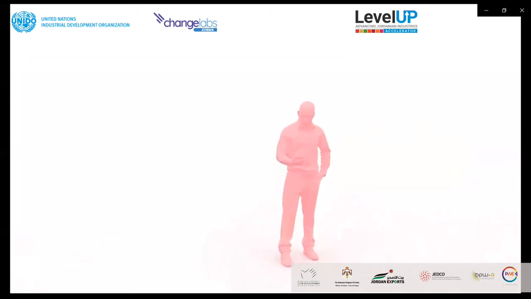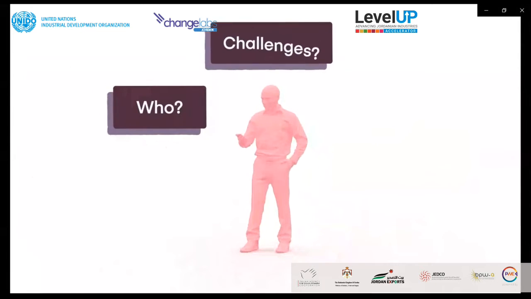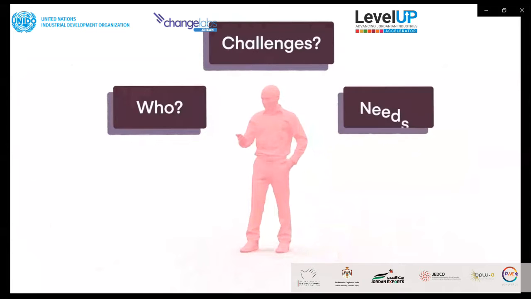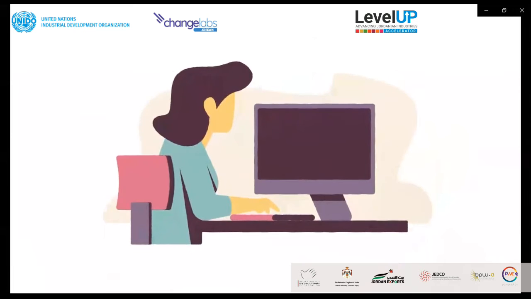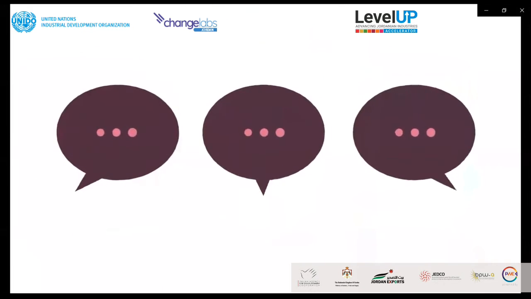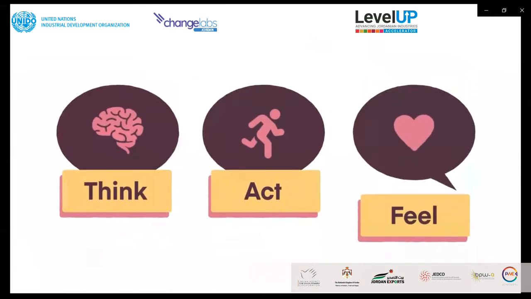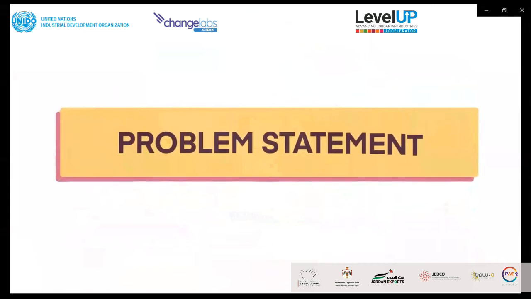In the empathize stage, you'll get to know your target audience and paint a clear picture of who the users are, what challenges they face, and what they need. This can be achieved through interviews, user testing, surveys, basically by talking to people and understanding how they think, act, and feel. Based on what you learn, you'll then define your problem statement.